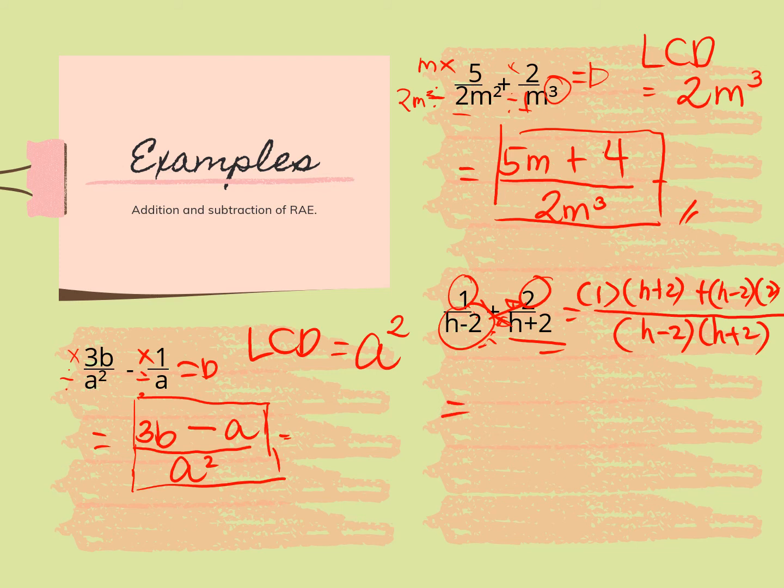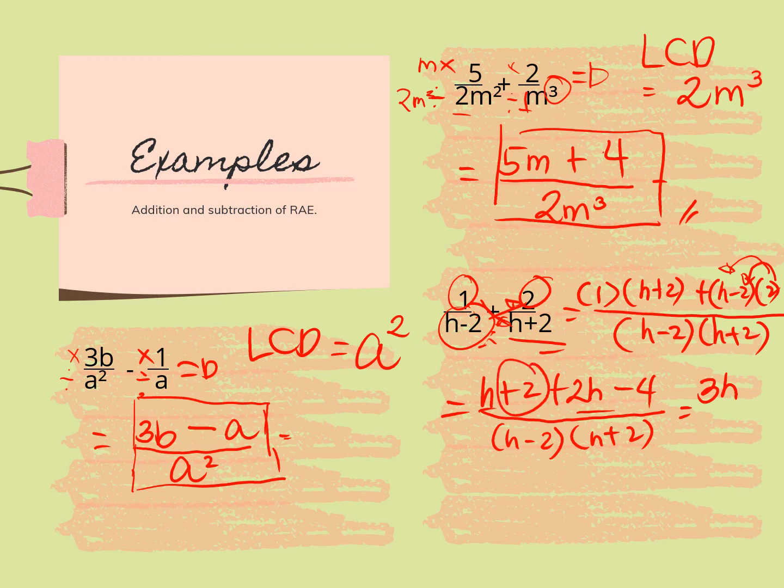Then, let's simplify. 1 times h plus 2, so still h plus 2. And then, 2 times h. Distribute natin to. Sa unang term, positive 2 times h, that will be plus 2h. And then, 2 times negative 2, that will be minus 4. All over h minus 2, h plus 2. Then, combine yung magkakaparehong term. We have h and 2h, so that will be 3h. And then, positive 2 minus 4, that will be minus 2.